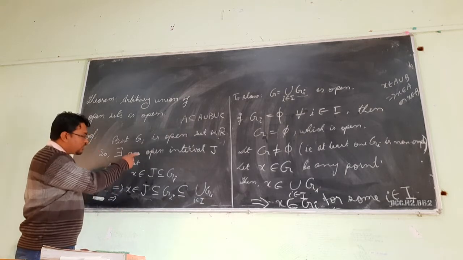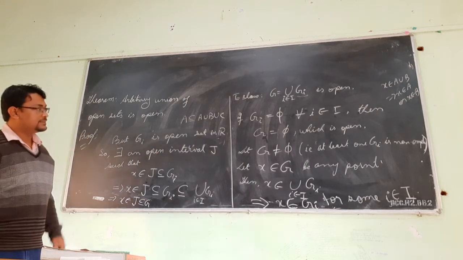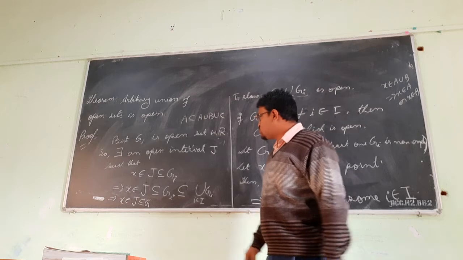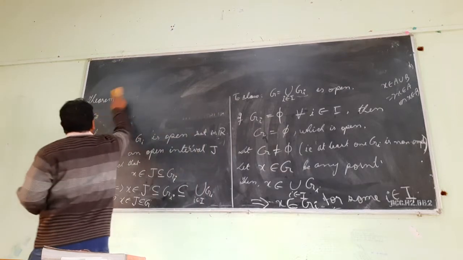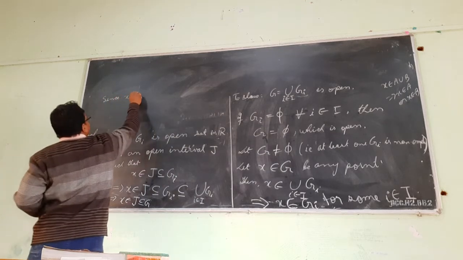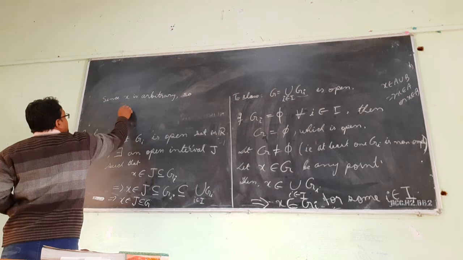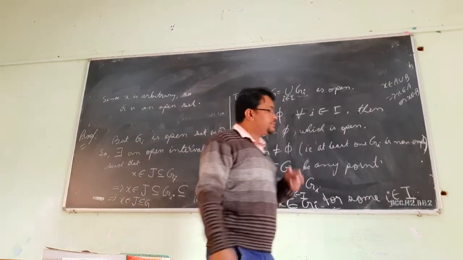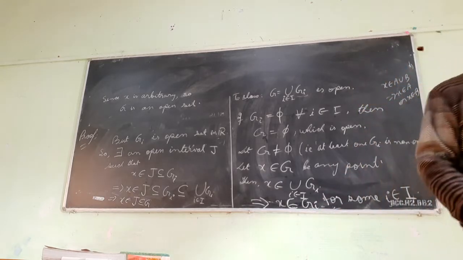So x belongs to J, a subset of this. That means ultimately I have got an open interval which is a subset of G. That means G is an open set. I started with an element of G and got an open interval which satisfies this. So since x is arbitrary, G is an open set. So the arbitrary union of open sets is open. So the result is proved. Just have a look if there is any doubt.